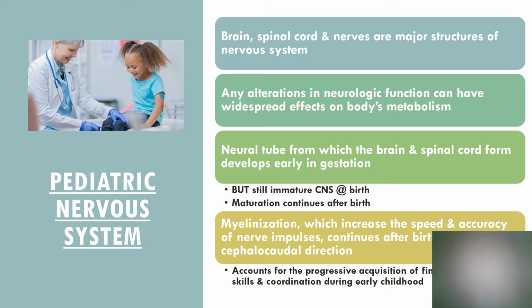Myelinization is the process by which speed and accuracy of the nerve impulses will take on better function. So things will get much more accurate in terms of our nerve endings talking, if you will, to one another. And that continues after birth, and it occurs in a cephalocaudal direction. We've talked about that, how it's cephalocaudal growth and development as we progress through the age. And this is what enables children to slowly and progressively develop fine and gross motor skills. And again, we've talked about that when we talked about pediatric growth and development.